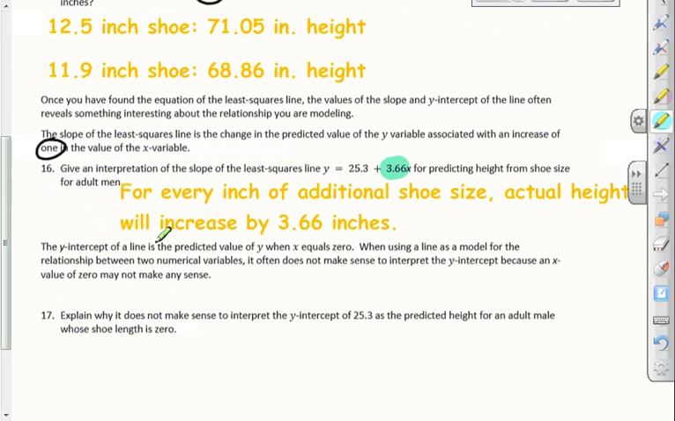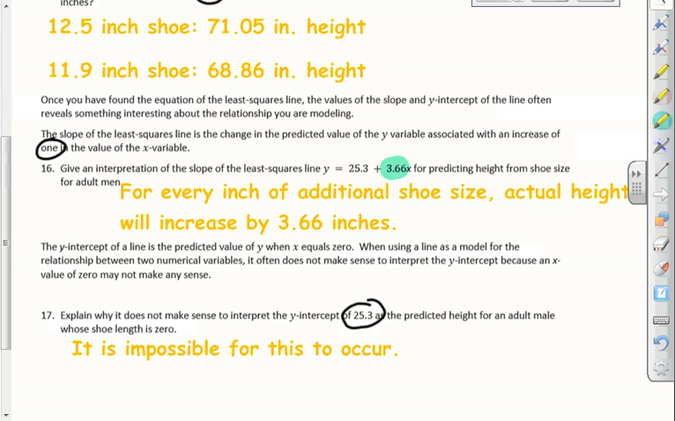Well, the y-intercept of a line is the predicted value of y when x is 0, which we know. When using a line as a model for the relationship between two numerical variables, it does not make sense to interpret the y-intercept sometimes because an x value of 0 might not make any sense. So why does it not make any sense to interpret the y-intercept of 25.3 as the predicted height for an adult male whose shoe length is 0? Well, of course, we wouldn't have someone with a 0 shoe length and have them being 25.3 inches tall. It just wouldn't make any sense in reality.